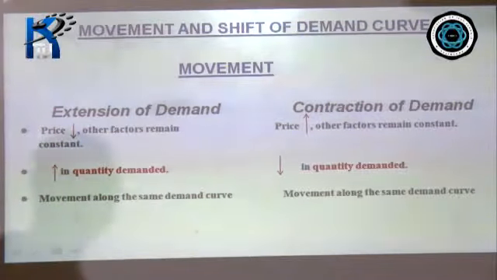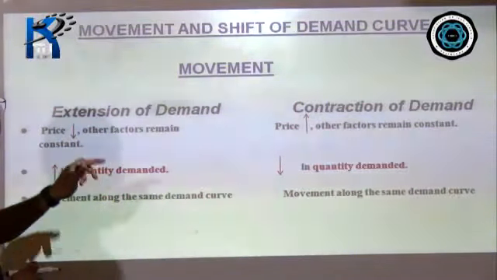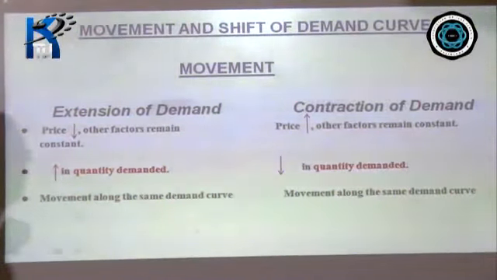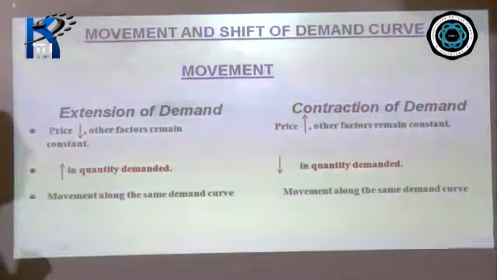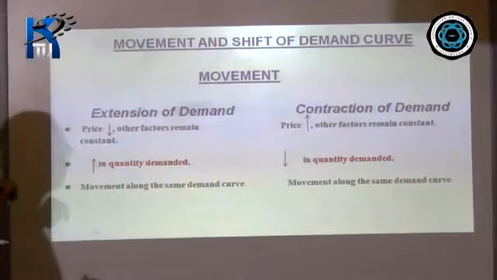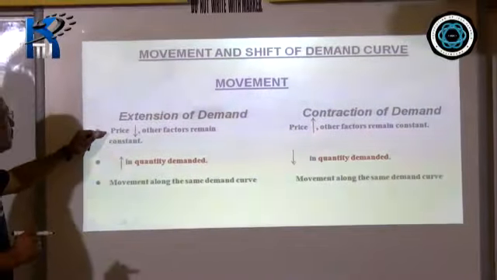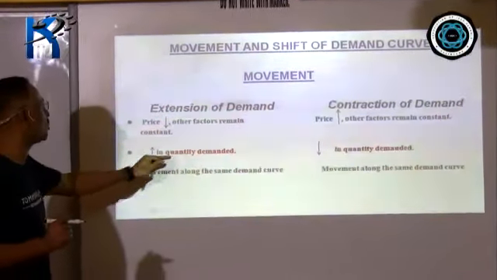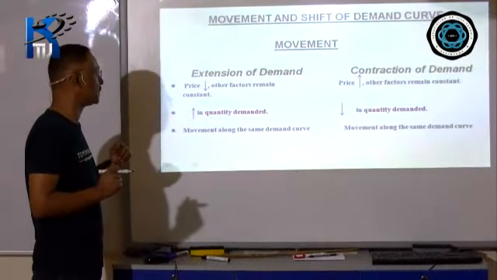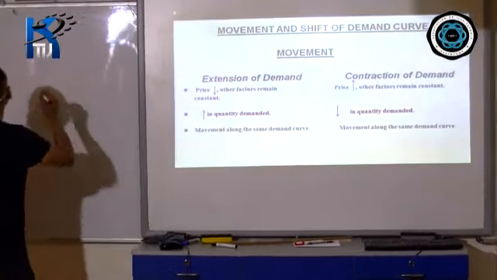Let me explain. The first thing I would like to explain is extension of demand. Extension of demand means there is an increase in the quantity demanded. How can the quantity demanded be increased? When the price falls. So you make sure that you decrease the price so that the quantity demanded can increase, other factors remaining constant. Let's have a look here.